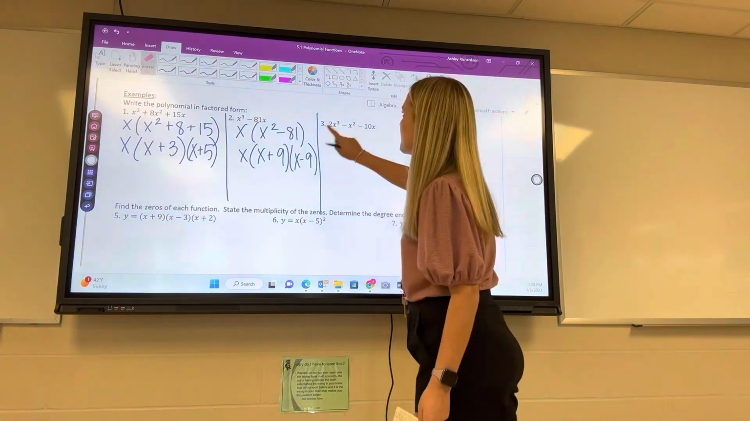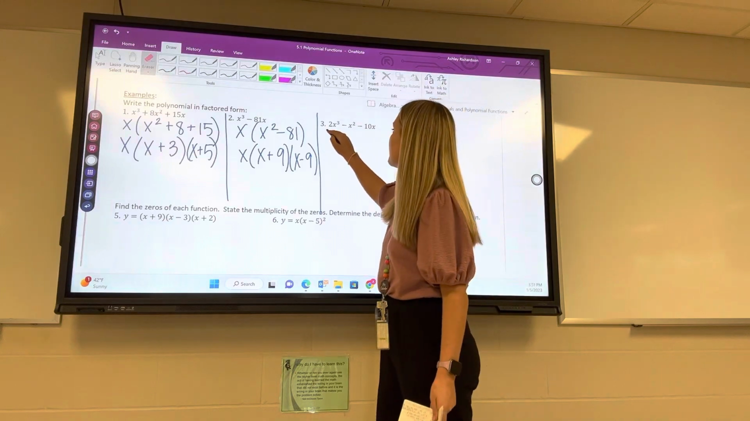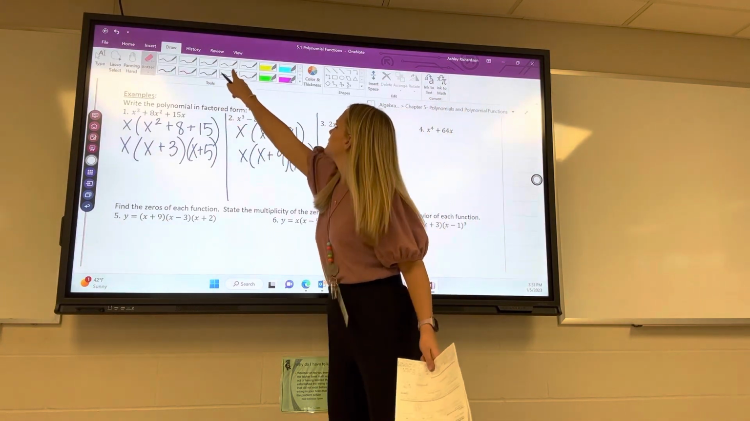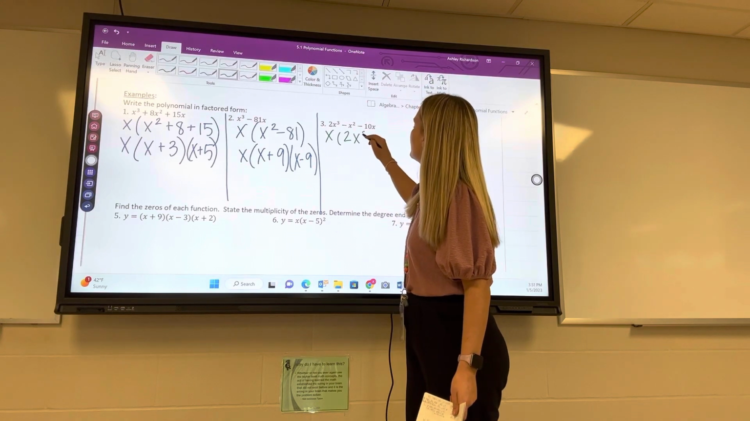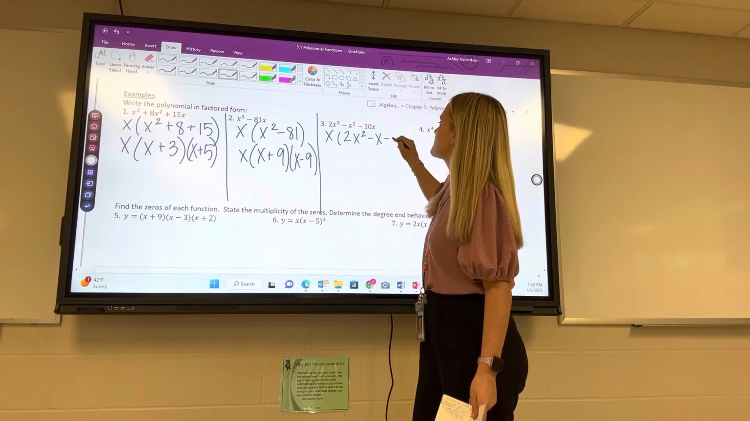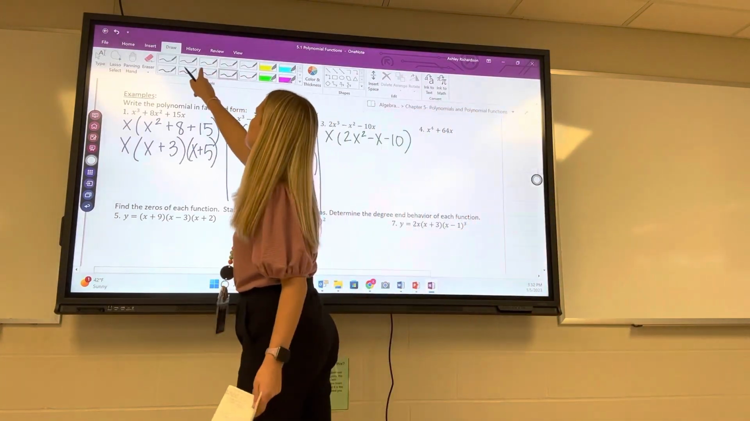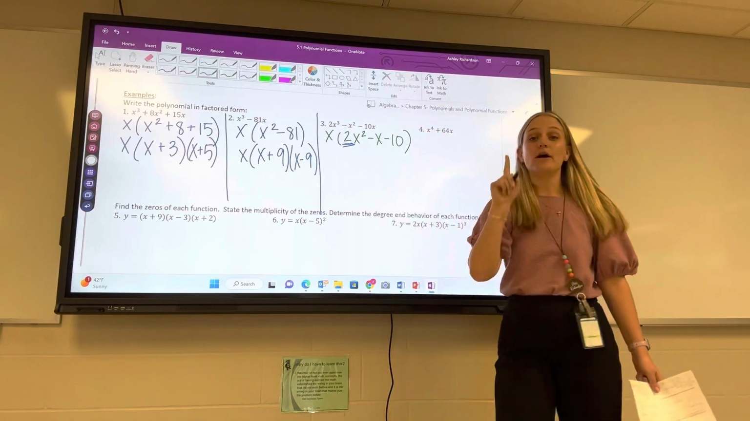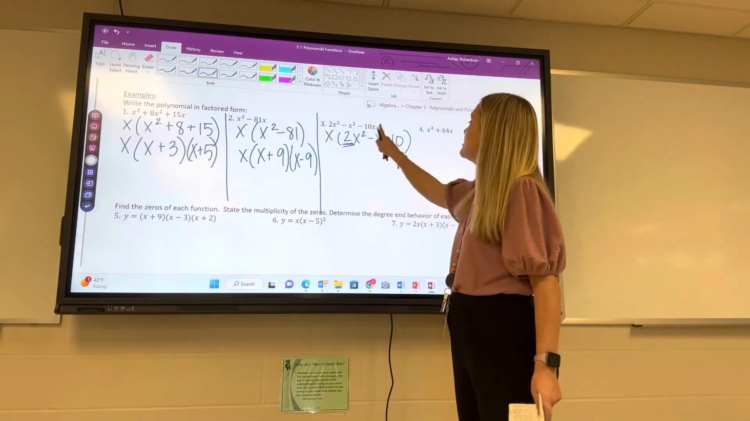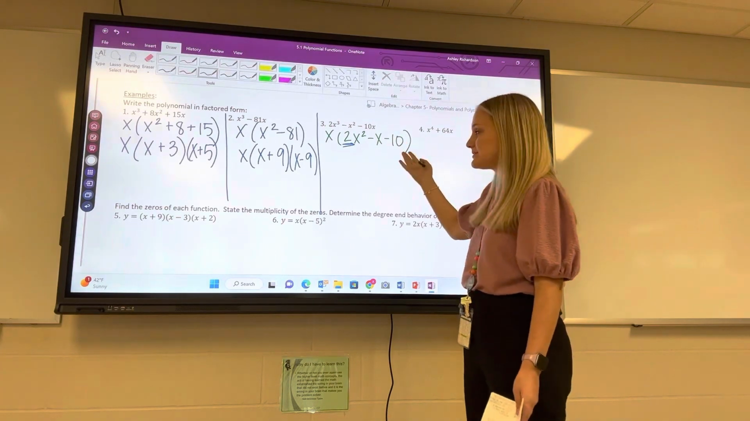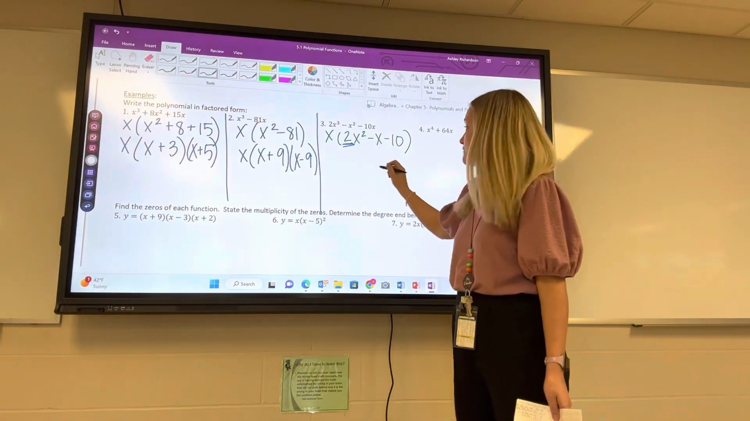On this next one, my greatest common factor, once again, is x. They all have an x. So I will take out an x, and then I'm left with 2x squared minus x minus 10. Since I have a coefficient out front that is not 1, I have a 2 out front, I'm going to have to use my airplane box method. So 2 times negative 10 is negative 20. So factors of negative 20 that add to negative 1.